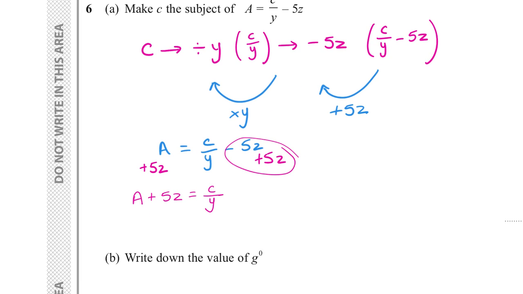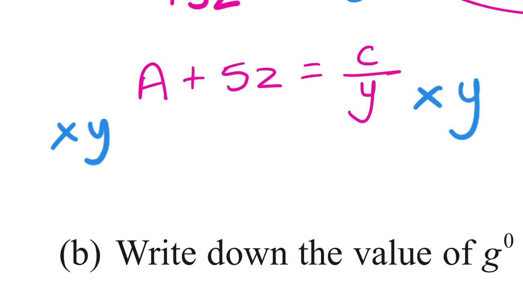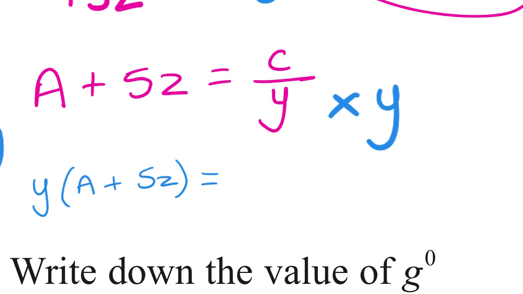Okay, what was the next thing I now have to do? Multiply both sides by y. Okay, so if I multiply both sides by y, a plus 5z, it's that whole thing multiplied by y. So this would be y lots of a plus 5z equals c over y times y. I'm just going to break this down to really give some understanding here. C over y multiplied by y is the same as y over 1, isn't it? We can cancel the y's because they have a common factor. C over 1 is just c. This is what we're doing here. So our answer is c equals y lots of a plus 5z.